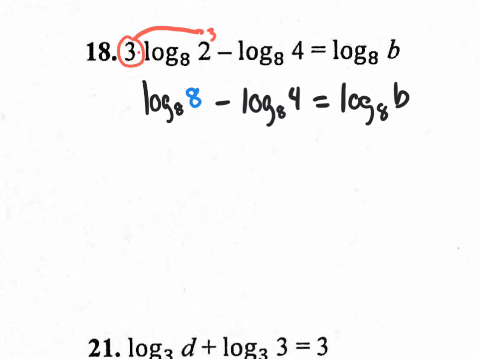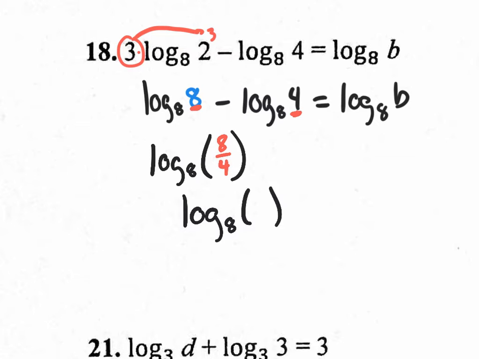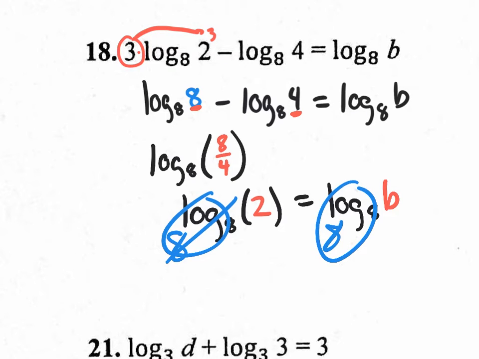Now, for the sake of continuing with the practice of quotient property, I'm not going to eliminate this. I'm not going to make it a 1. I want to use the quotient property because of that minus sign. Put them together as one single log base 8 of the first one divided by the second one. And it works out beautifully. 8 divided by 4 is really 2. So you really have log base 8 of 2 equals log base 8 of b. So raise both sides to become power of base 8, and they will eliminate. So you have 2 equals b, and that should be your answer. b equals 2.